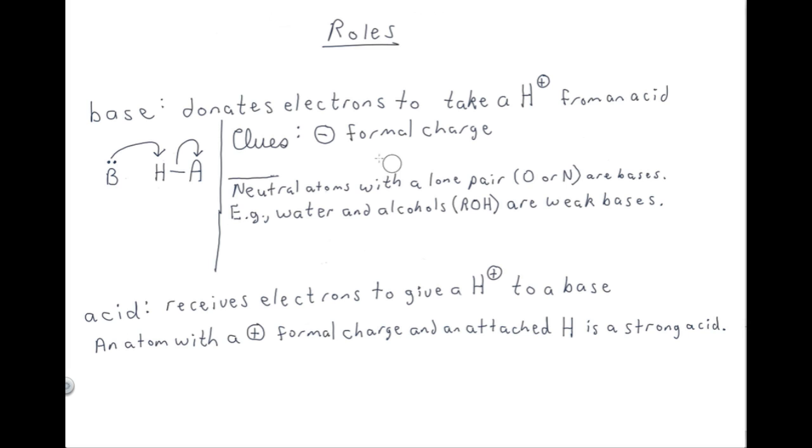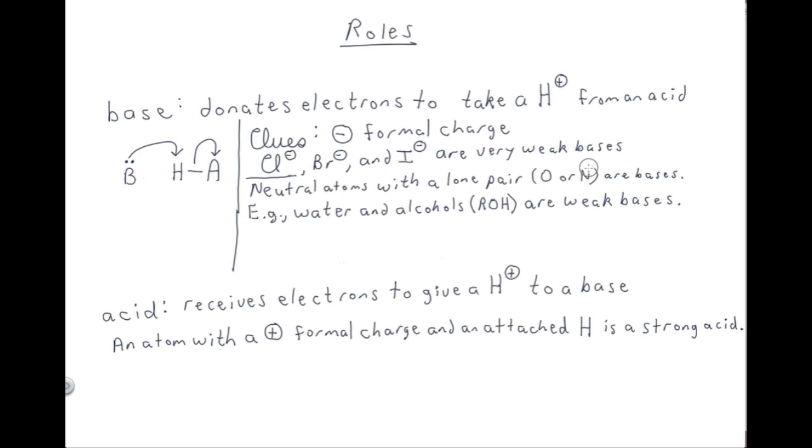Now, one more detail we have to deal with is Cl minus, Br minus, and I minus. Now, we would expect these to be bases because of their negative formal charges. And they are basic. However, they are very weak bases. Cl minus, Br minus, and I minus are very weak bases. Despite their negative charges, they are very weak bases, even weaker than neutral water. Neutral water is a better base than Cl minus, Br minus, and I minus.